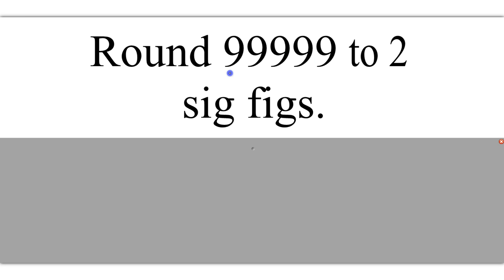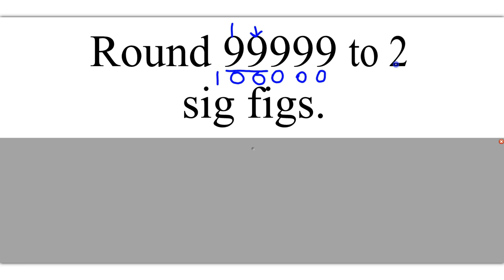99,999 rounded to 2 Sig Figs. So these are the numbers I'm trying to keep. The question is, does that stay a 9 or round up? Well, this 9 is going to end up rounding it up. So we're going to have 0, 0, 0. The 9 rounds this 9 up to a 10. 0 and a 1. 9 plus 1 equals 10 again. So now we have 100,000.